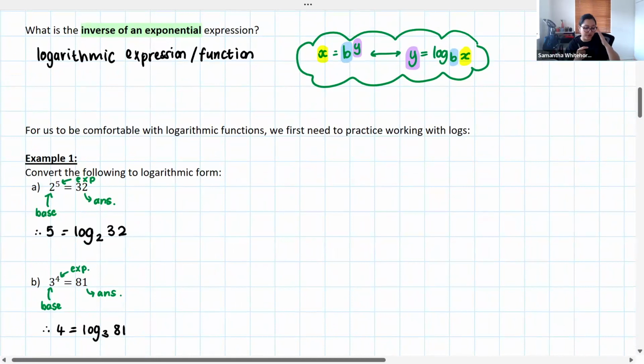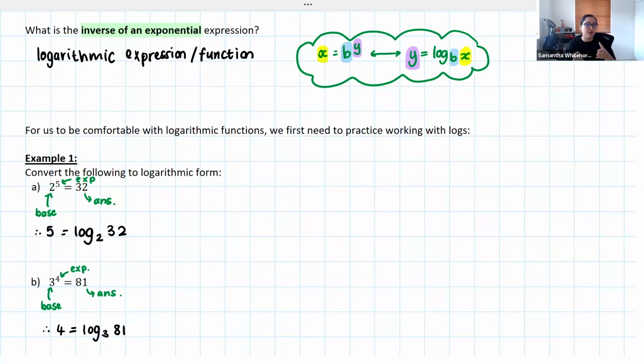Where logs become useful is if we now need to solve an equation, particularly if we need to solve it without a calculator. Because if we've been given the log form, we can just convert it back into exponential, and we know how to solve exponential equations. So this is really useful when we need to start solving for x-intercepts and y-intercepts and stuff like that, or if we have an unknown we need to solve for. And again, the conversion from log to exponential or vice versa is really helpful.